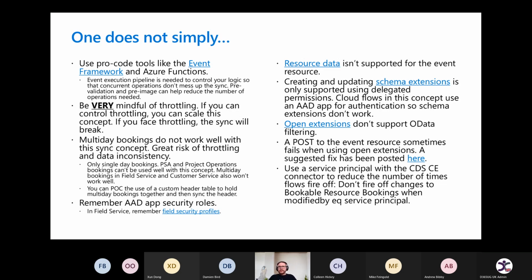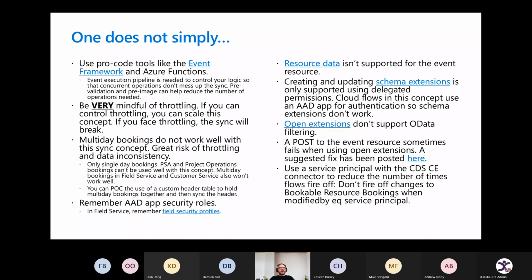Azure AD app security roles are important. And then I'm using something called open extensions. Actually, I'm going to check on time real quick. We're good. An open extension is something that adds properties to a Graph API resource.